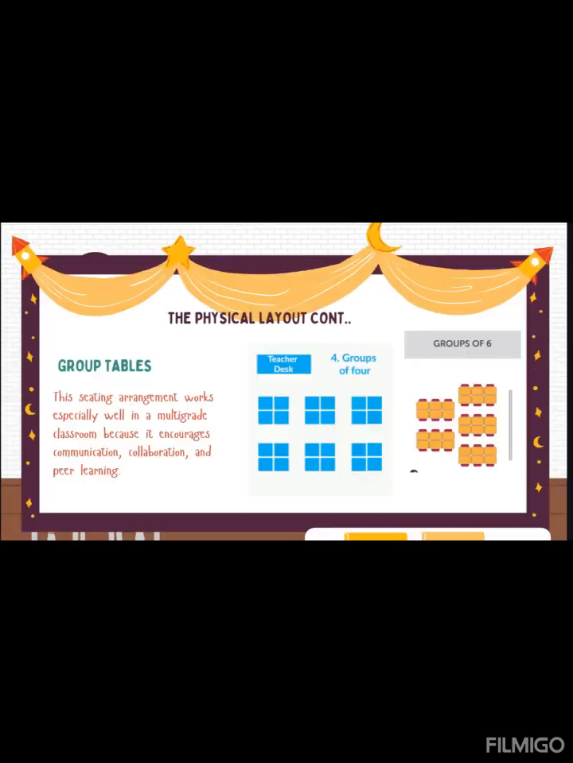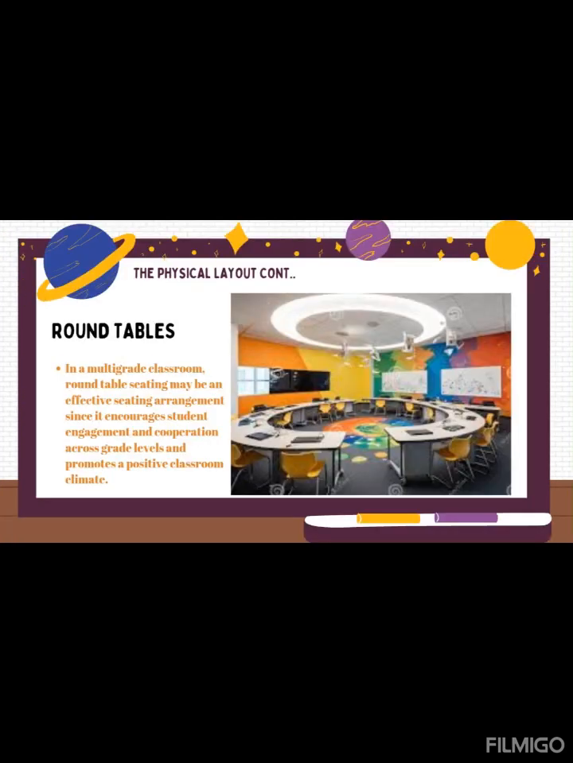Next, we have group tables, and this seating arrangement allows students to sit at a table in small groups rather than individual desks. Each table usually seats 4 to 6 children and enables them to collaborate on activities and projects. Next, we have the round table seating arrangement, which is often used for small group discussion or collaborative learning activity. In a multigrade classroom, roundtable seating may be an effective seating arrangement since it encourages students to engage in cooperation across grade levels and promotes a positive climate.